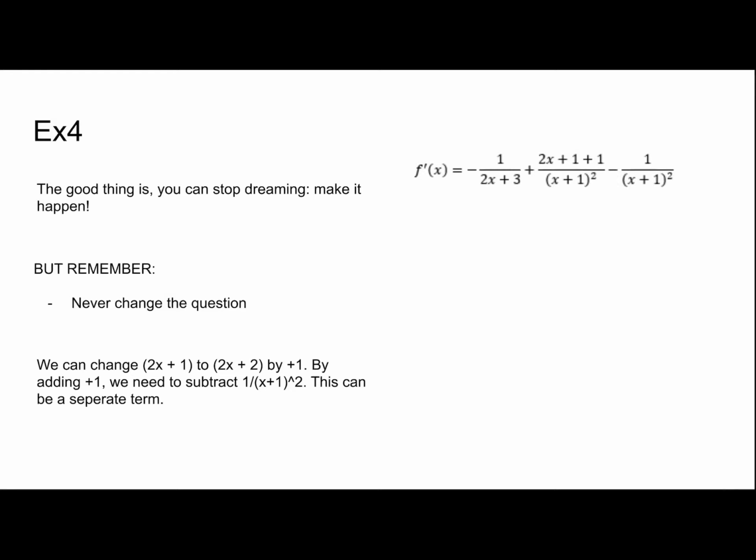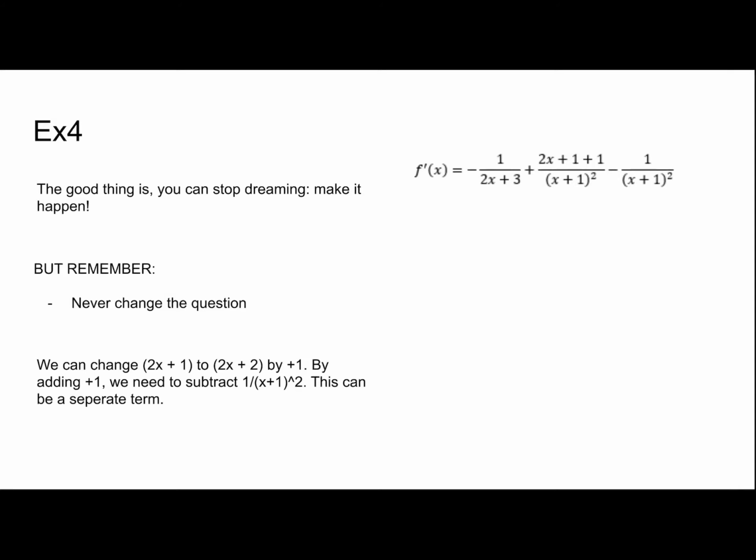So we have our -1 over 2x plus 3, we leave that by itself. Now we're going to add 1 over x plus 1 squared into that fraction. So we get 2x plus 2 over x plus 1 squared. Whatever we add is whatever we take away, so we have to minus 1 over x plus 1 squared. So now all we need to integrate is, we know how to integrate 2x plus 2 over x plus 1 squared, that's very easy.